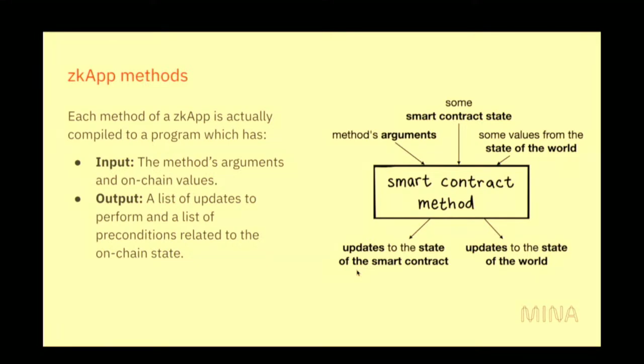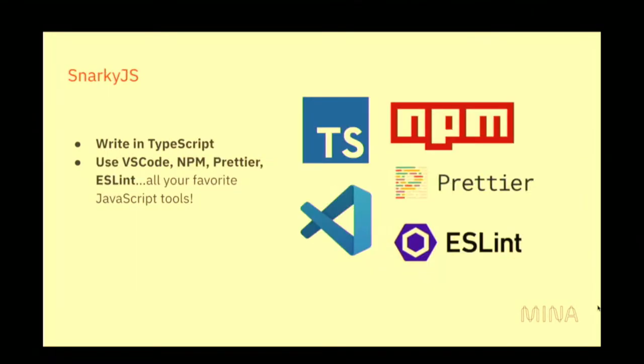What we spit out is a zero knowledge proof that proves that what we did was correct, and also updates to the state of the world and updates to the state of our smart contract. And so as long as the zero knowledge proof is valid, then these updates are committed. So yeah, we use SnarkyJS to write these smart contracts.